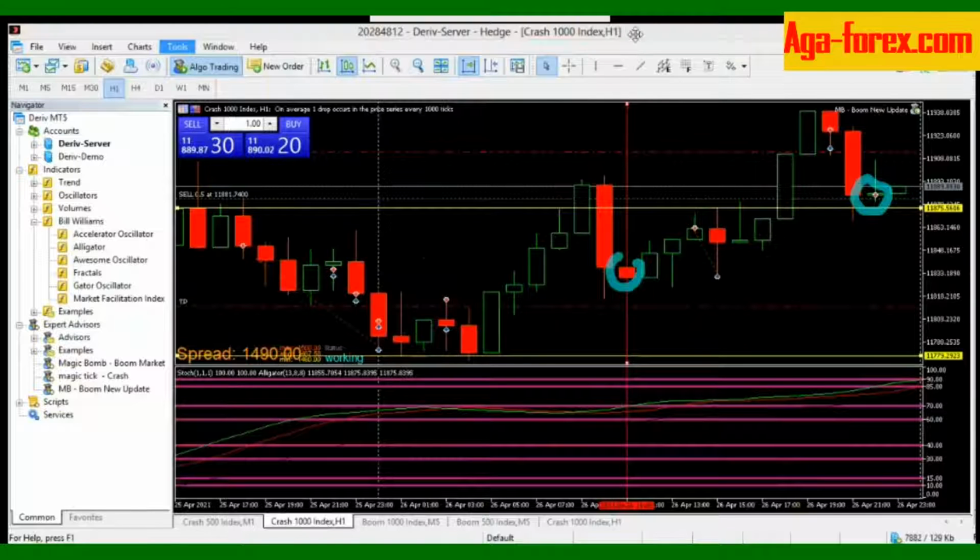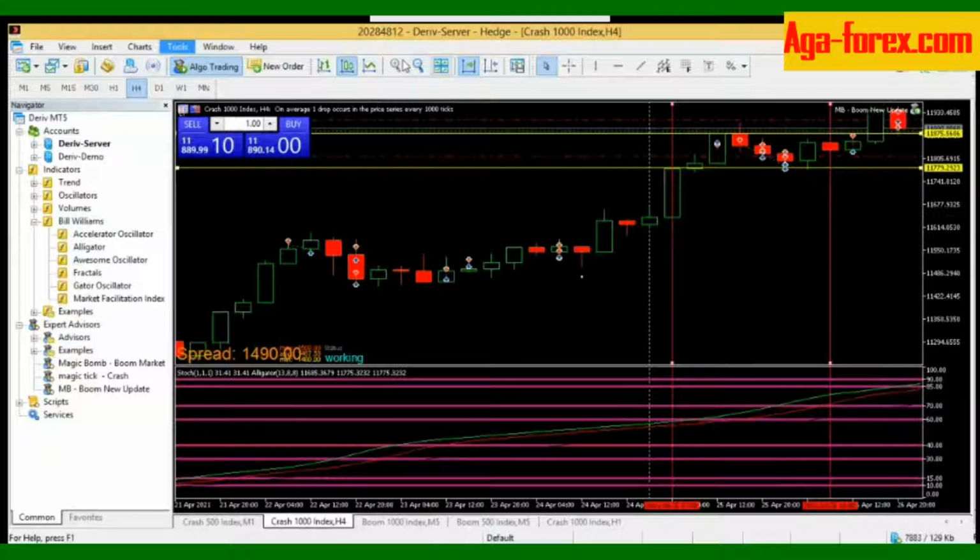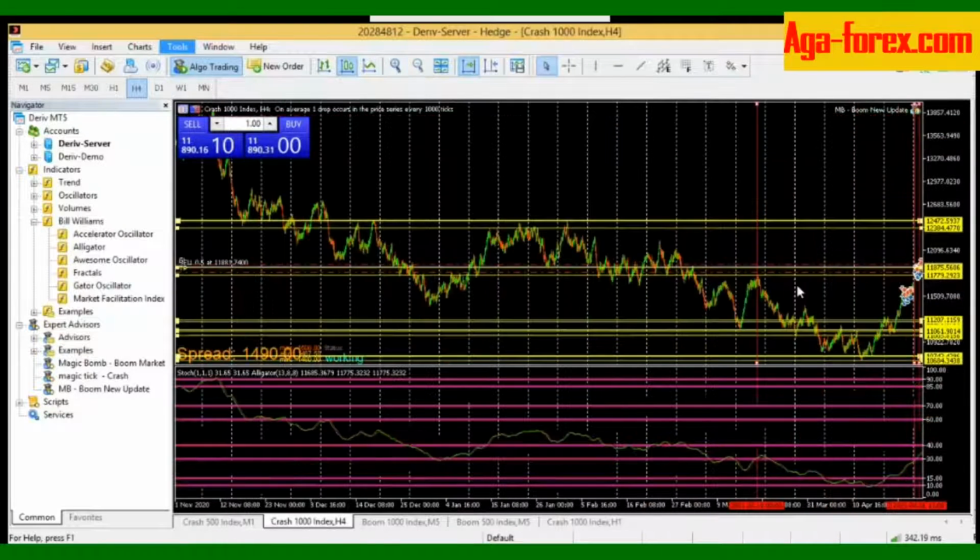Let's even go to the 4 hours time frame and see what the market is doing currently. You see, this is even a breakout. Probably this market will continue going up. Let me zoom it. Okay, can you see it very well?